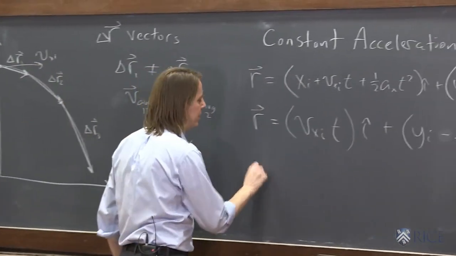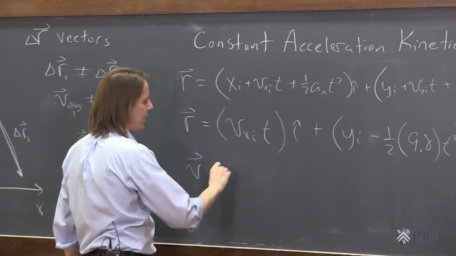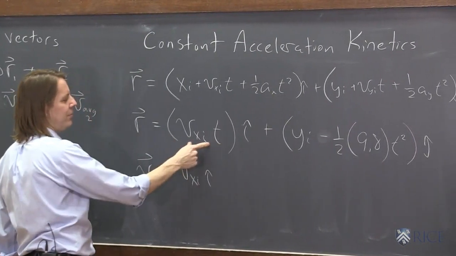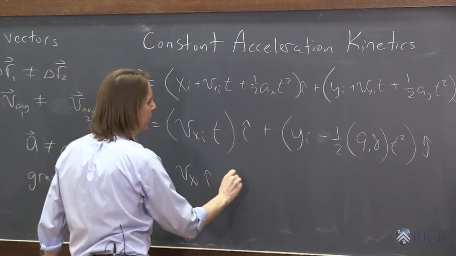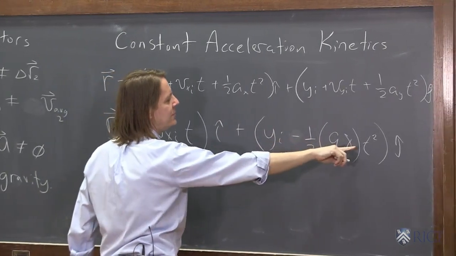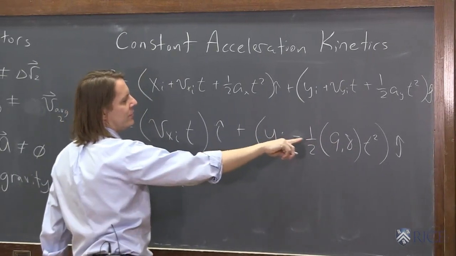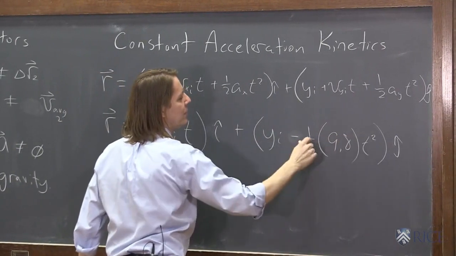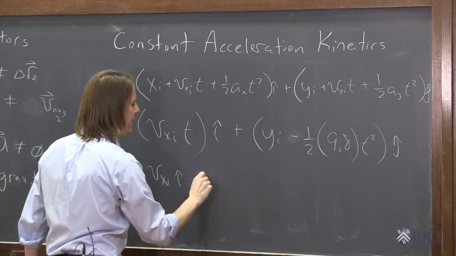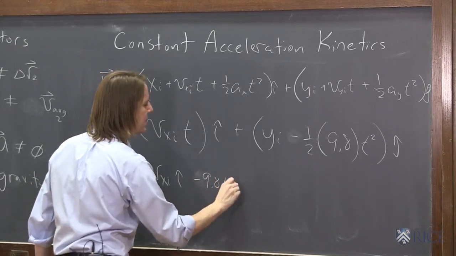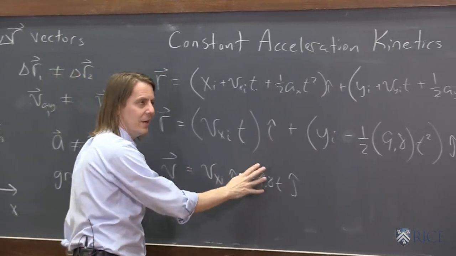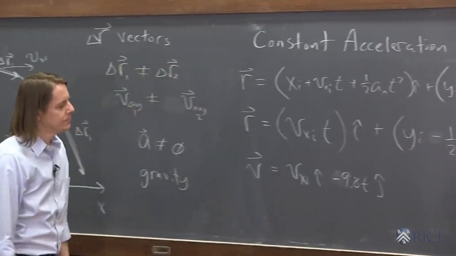So you want to know the velocity at all time, the velocity vector. That would be vx i hat. I took that derivative. All that's left is the initial velocity plus the derivative of that is 0. And then this is minus 1/2 gt squared. So let's see, take the derivative, the 2 cancels, minus 9.8 t j hat. So the velocity is just the constant x velocity and the y velocity going down.